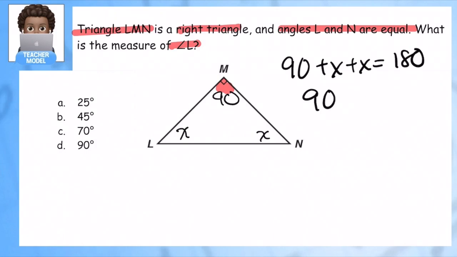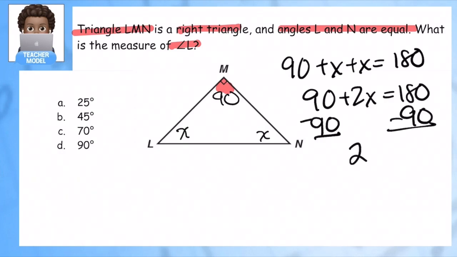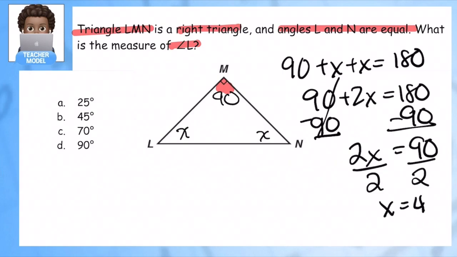Let's combine like terms and solve for x. All right, x is equal to 45 degrees. So that means L is 45 and N is 45. And we can see it right over here in our answers.